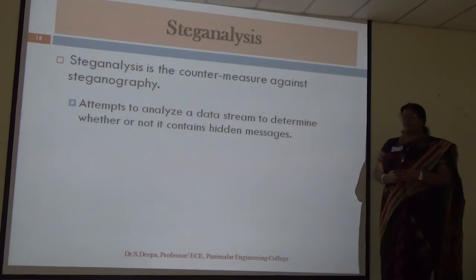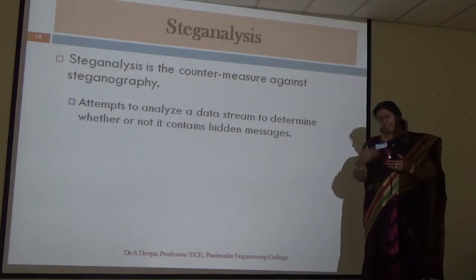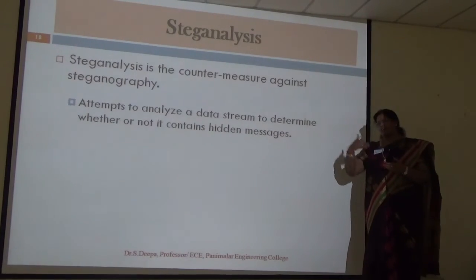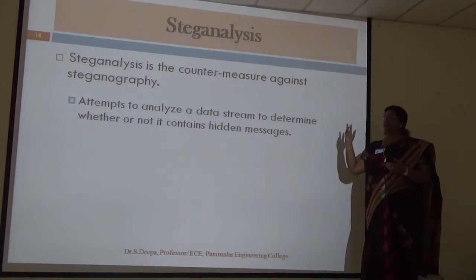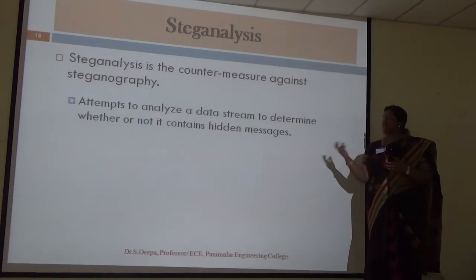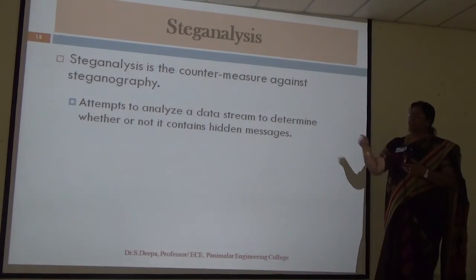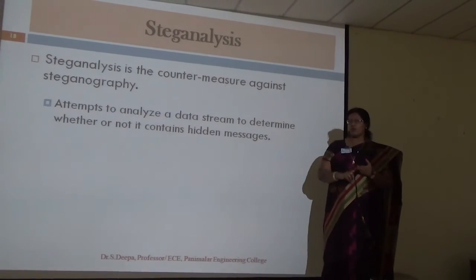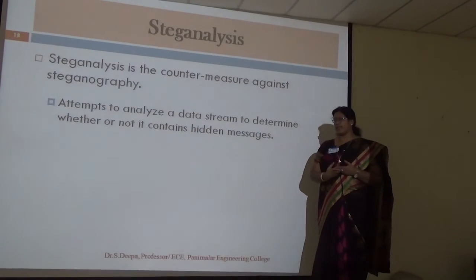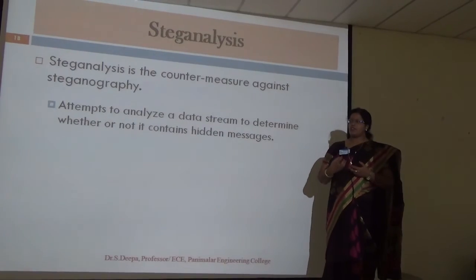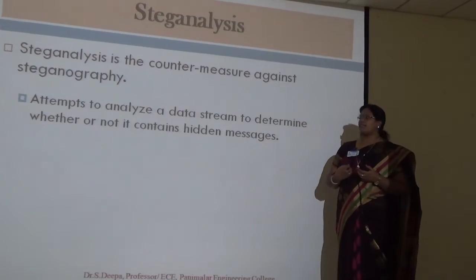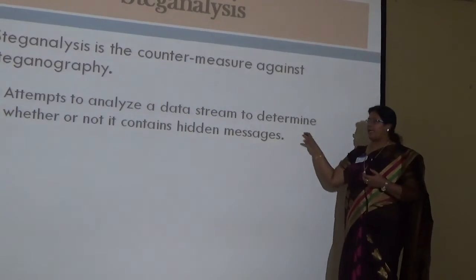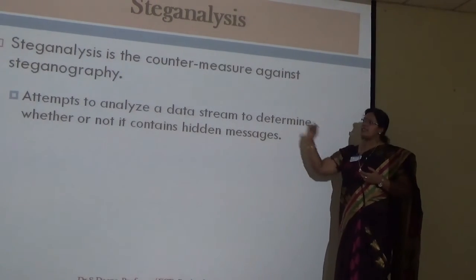Now, steganalysis. Whenever we do steganography, the process that the receiver carries out is called steganalysis. Steganalysis is the counter effect of steganography. Since the receiver knows the key, he can easily extract the data. When a third person tries to extract the data, it is not possible. He will be making repeated attempts. That process is called steganalysis.